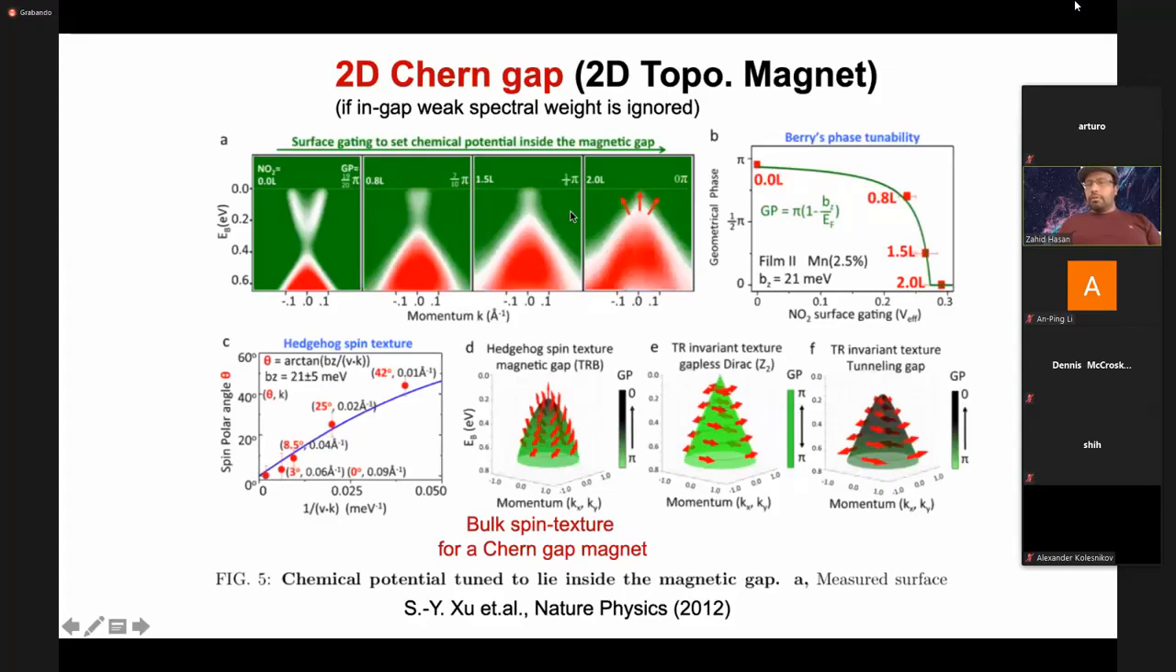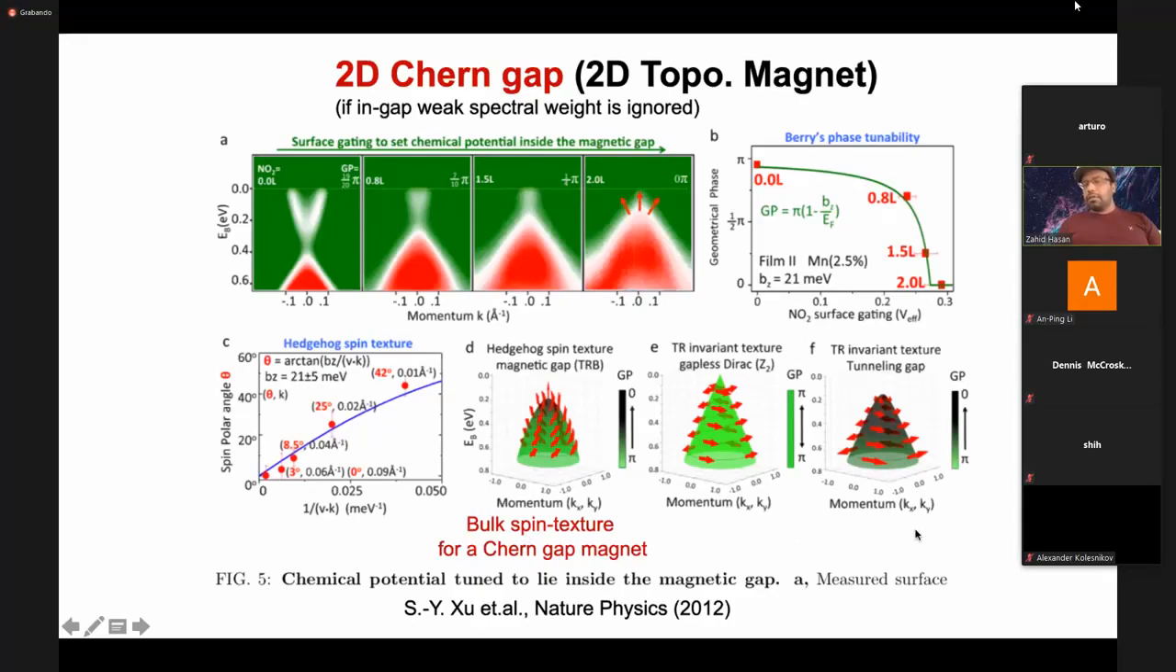Furthermore, you can be more rigorous. You can systematically gate the system, chemically gate the system into the magnetic gap, and watch the Berry phase tunability, that at some point the Berry phase will be totally destroyed. So with all these diagnostics, we figured that this is a signature of a Chern gap. So in other words, this is a Chern magnet.